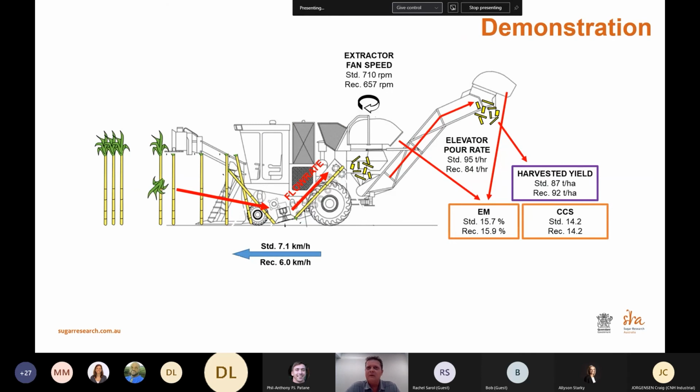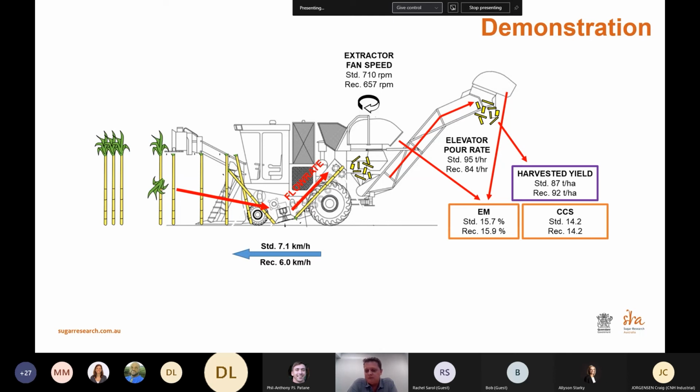Some of the trial work that Phil didn't touch on this morning was a commercial demonstration conducted by SRA up in the Herbert. This was at the request of not only Wilmar, but Herbert Prod Services, the growers, and the contractors up there in that region. They said, yes, we believe the data from the research, but we want to see if it's actually practically possible to do it on a commercial scale.